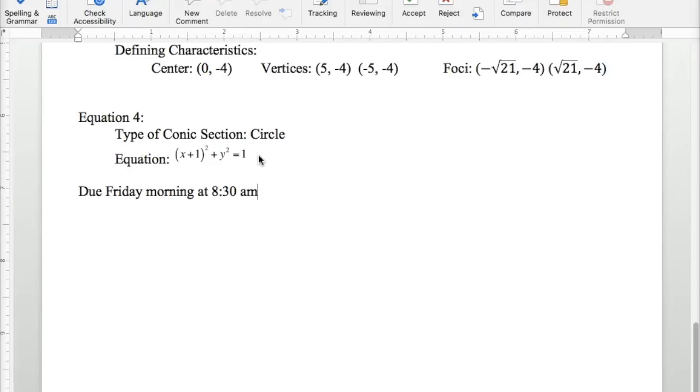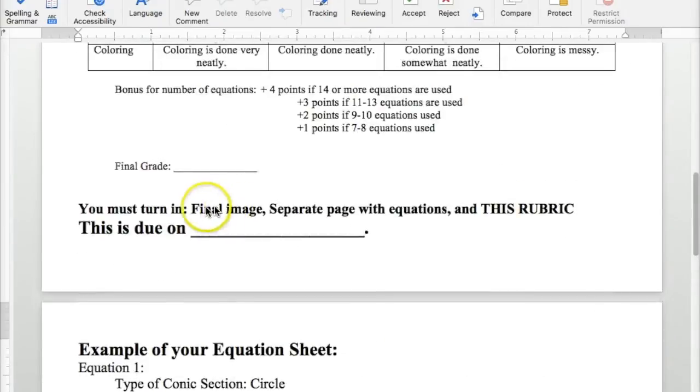Okay, you can bring it in and set it on the desk. Just make sure that your name is on it. And I need all 3 things. So your image that's colored, your separate page with equations, and this rubric. Okay, if you have more questions, let Ms. Myers know. Talk to each other. See if you can figure it out. And good luck. I hope I have some beautiful pictures.